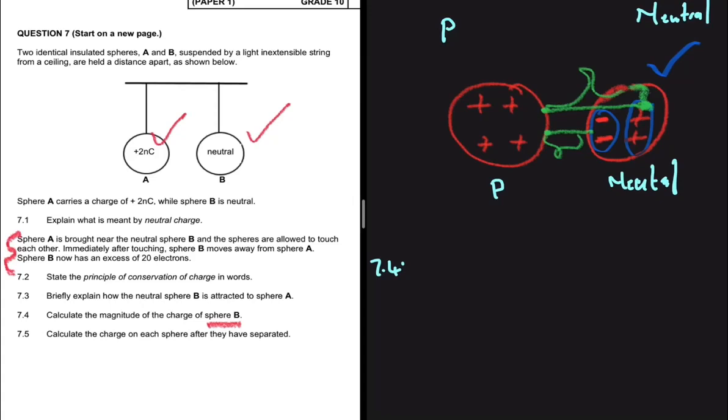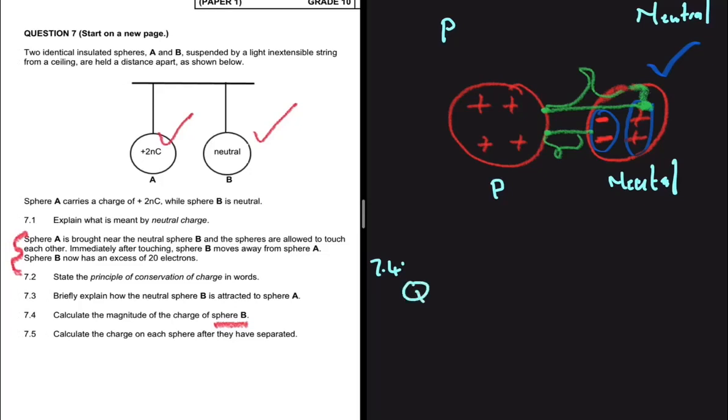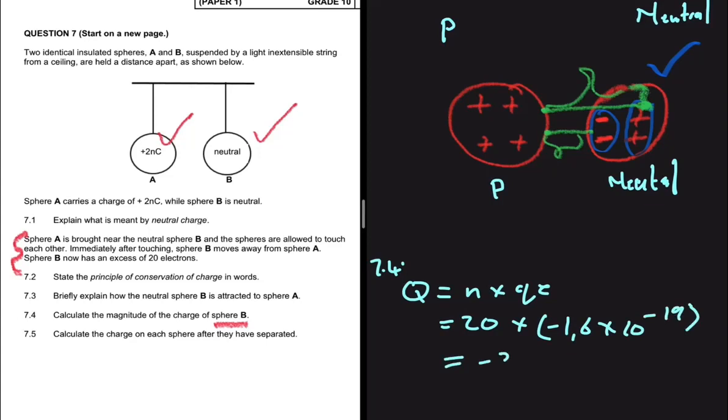To calculate the magnitude of the charge in sphere B, we say that Q, the magnitude of the charge, is equal to N multiplied by the charge of an electron. What is N? We know that we have 20 electrons in excess, multiplied by the charge of an electron, which is minus 1.6 times 10 to the minus 19. If you put that in your calculator, you shall get minus 3.2 times 10 to the minus 18 coulombs.